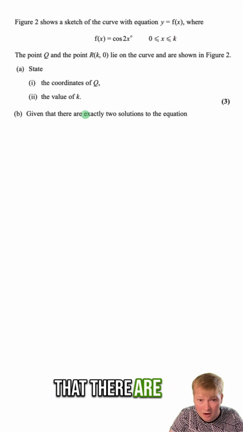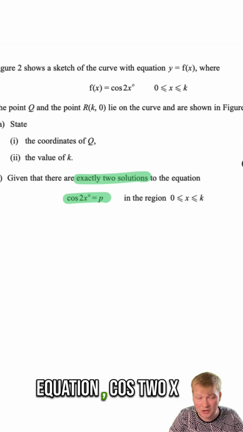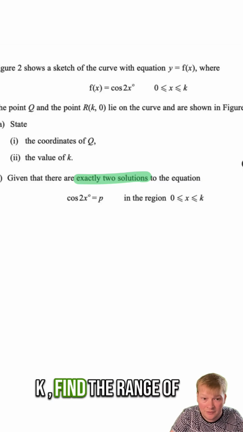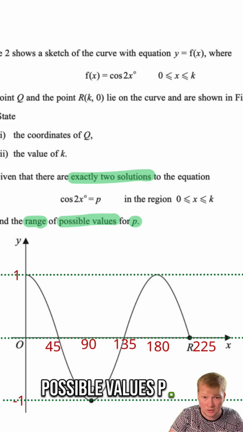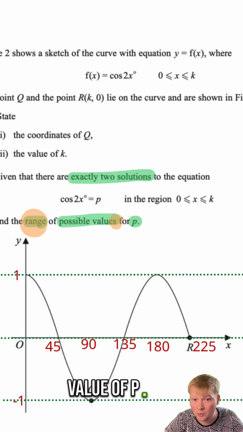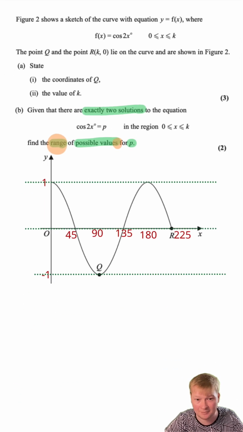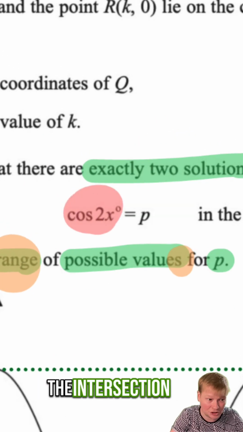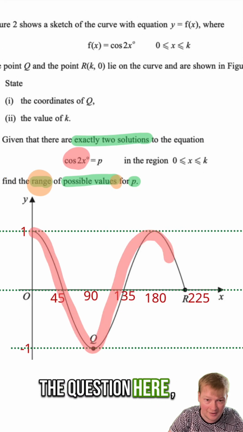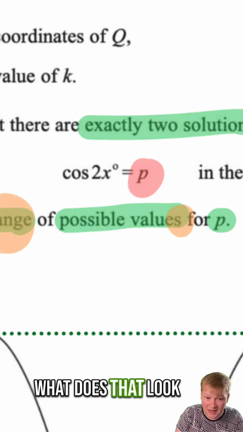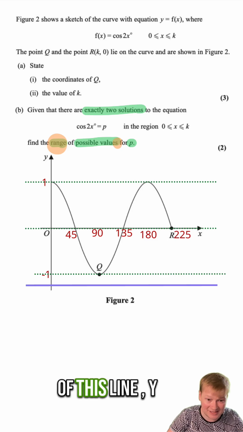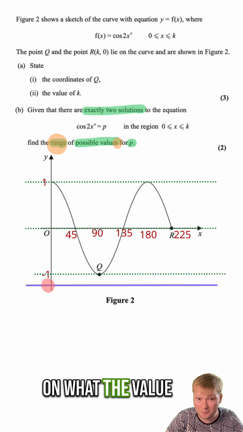Part B says, given that there are exactly 2 solutions to this equation, cos 2x equals p, in the region between 0 and 225 that we worked out earlier, k, find the range of possible values for p. Notice that it's implying that there's a range of possible values in plural. Not just one value of p, we're looking for an interval, a range of possible values here. We can think of solving this equation as finding the intersection between 2 graphs. The graph of cos of 2x, well, that's the graph that we've been given in the question here, and y equals p. What does that look like? That's a horizontal line with y-intercept p. So the y-intercept of this line, y equals p, depends on what the value of p is.